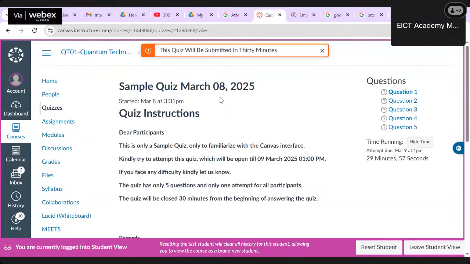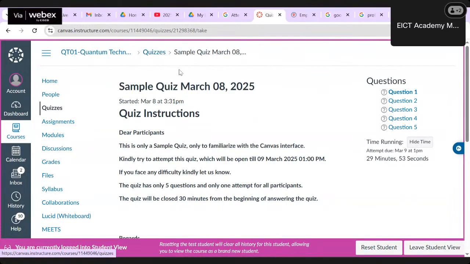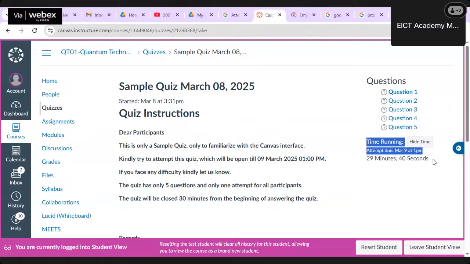Whatever answers you have attempted, those will be taken. There is a timer running, so you can see how much time is left. Tomorrow, when you're writing the exam, you can look at that, right? There are only 5 questions here. You can click on a question and go to that question, and you can see the time running. 29 minutes 38 seconds is left now.